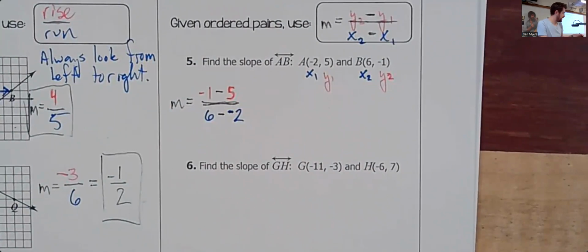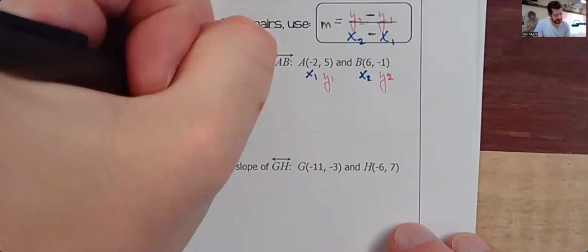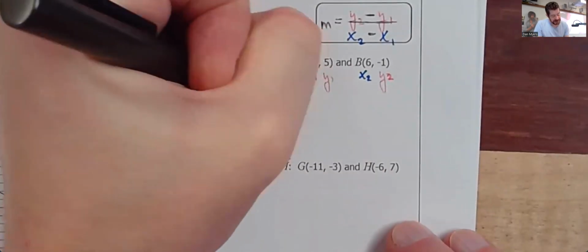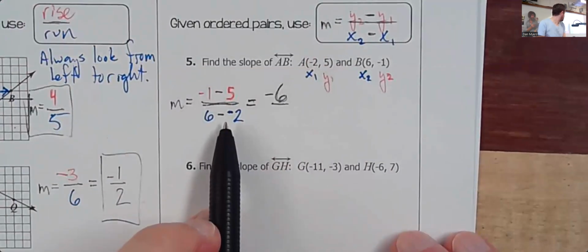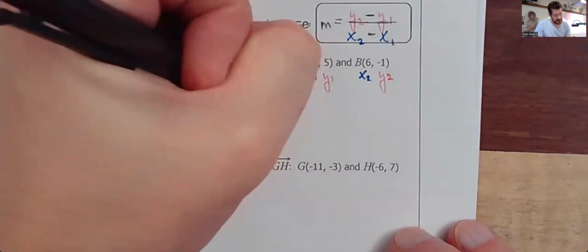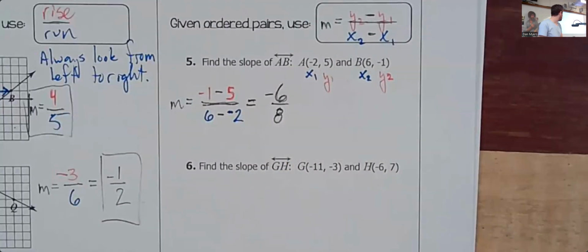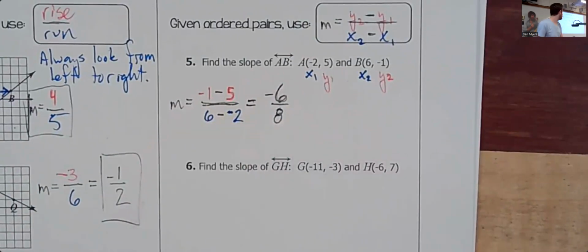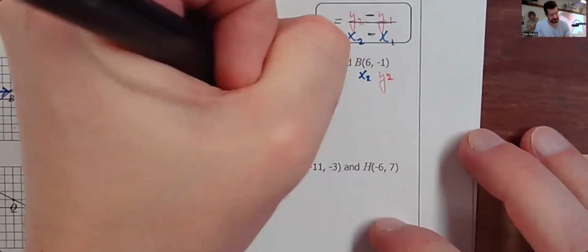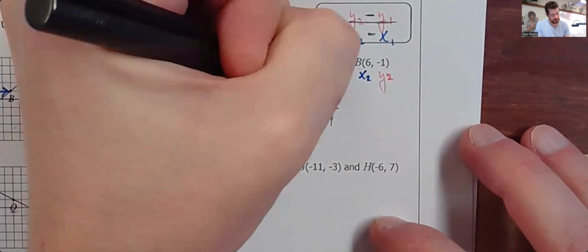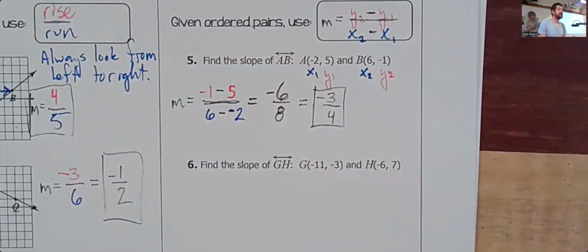What does -1 minus 5 equal? -6. And then when you subtract a negative, yeah, it's like adding. So 6 minus -2 is the same as 6 plus 2, which is 8. Again, if you're still having trouble with adding and subtracting integer values, just grab a calculator. All right, -6/8 does reduce to -3/4. So our slope here, it's a negative slope, and it's -3/4.